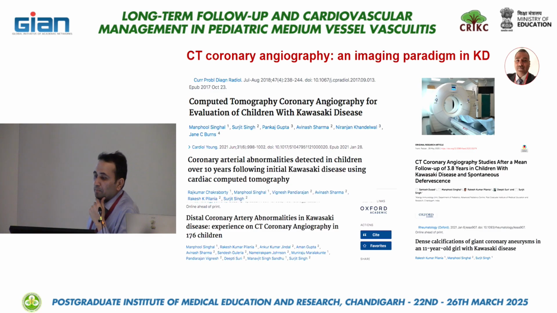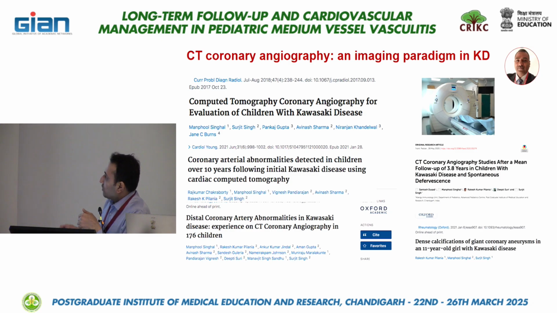So it's an amazing paradigm in Kawasaki disease, and it's thanks to Professor Singhal that we can do these CT coronary angiographies. One more important part is that whenever we are doing CT coronary angiography, the radiologist should be there, at each and every CT scan, because you have to optimize radiation. In children, we can't compromise on radiation exposure.